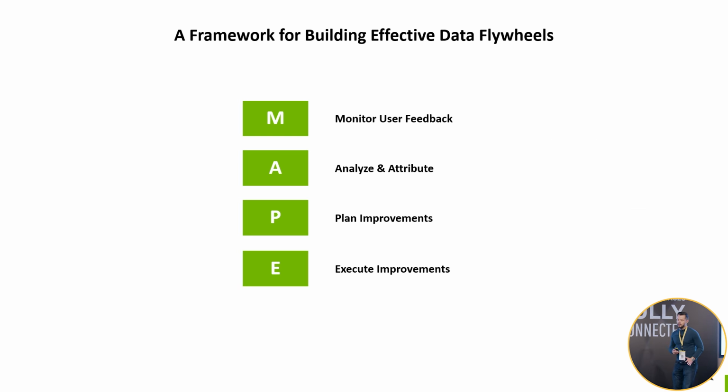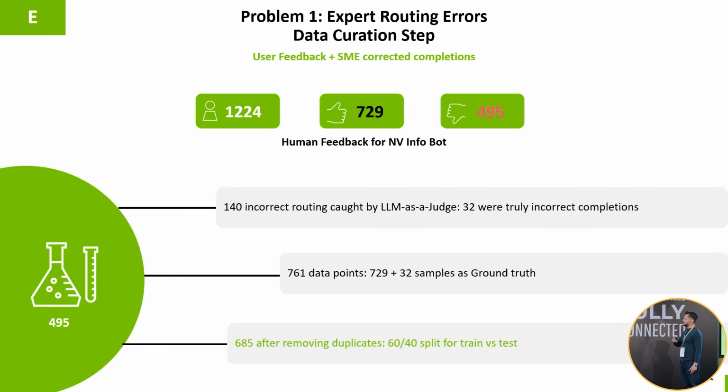Okay, now we're going to get to the most exciting part of the presentation, which is, does this thing actually really work? Can you show us real examples of flywheels that have worked for you? And I'm going to share two types of experiments that we ran for this team. So let's talk about some of the experiments. The first experiment is, as you remember, the router is at the top. They were encountering router issues. So we collected a bunch of data. Subject matter experts helped us validate and curate that data, and we ended up with 685 examples after removing duplicates, and we created a 60-40 train versus test data set for customization.